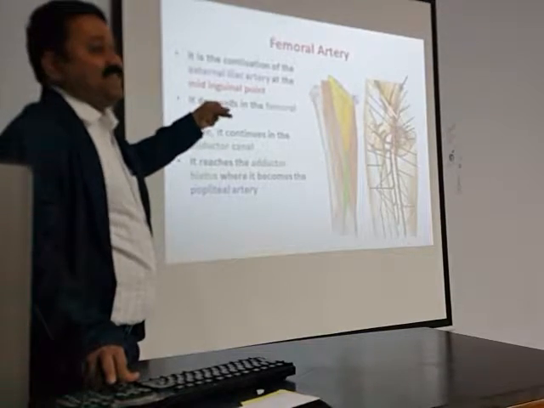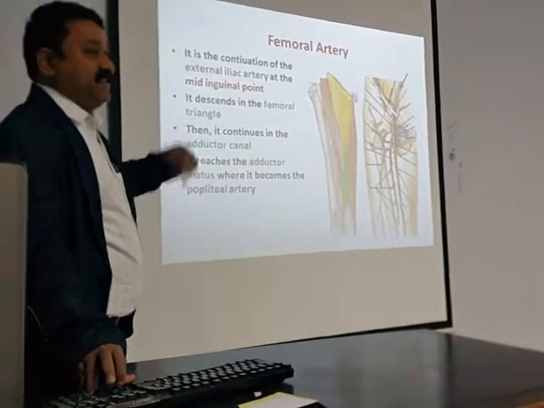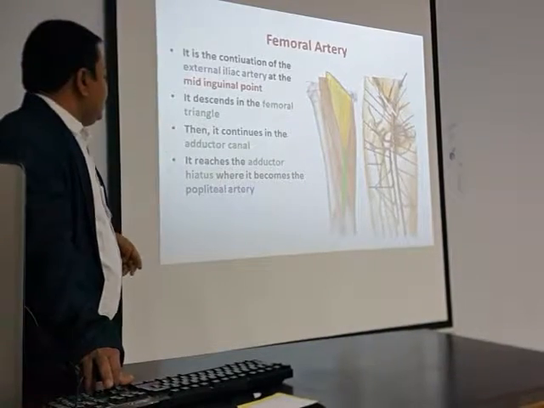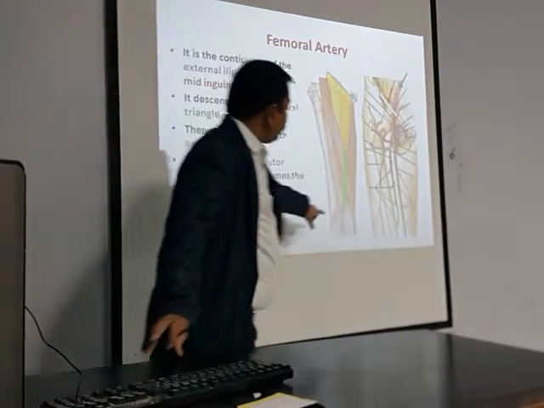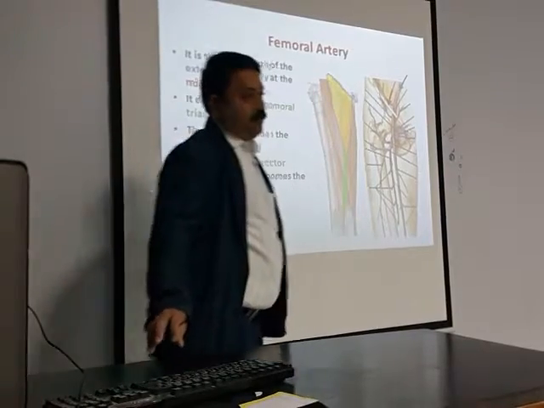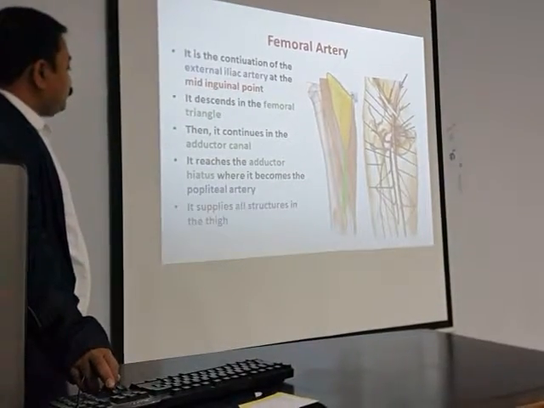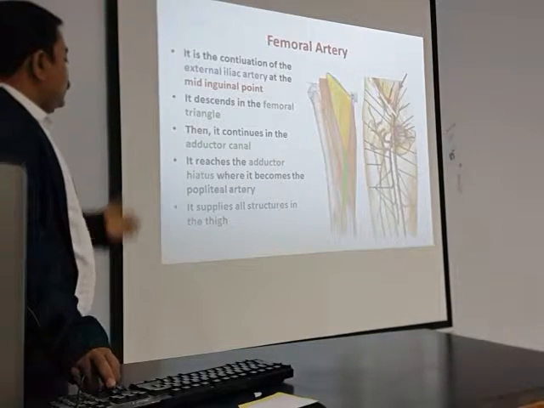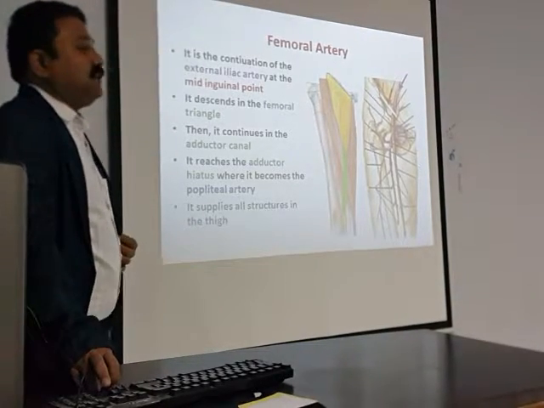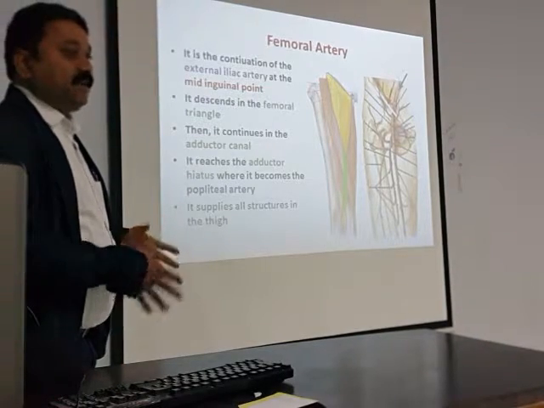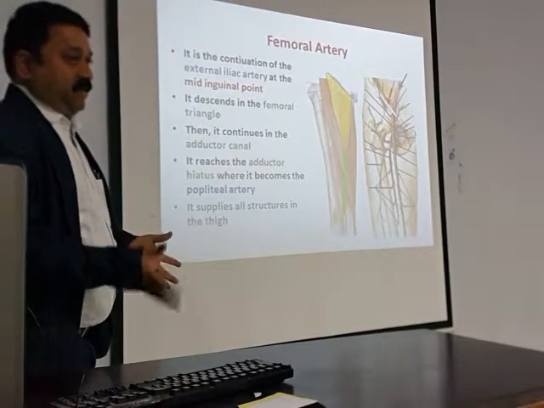Radial artery, isn't it? Then it will divide, in the upper limb. At the adductor hiatus, the lower part of the adductor canal, it becomes the femoral artery. And it supplies all the structures in the thigh.